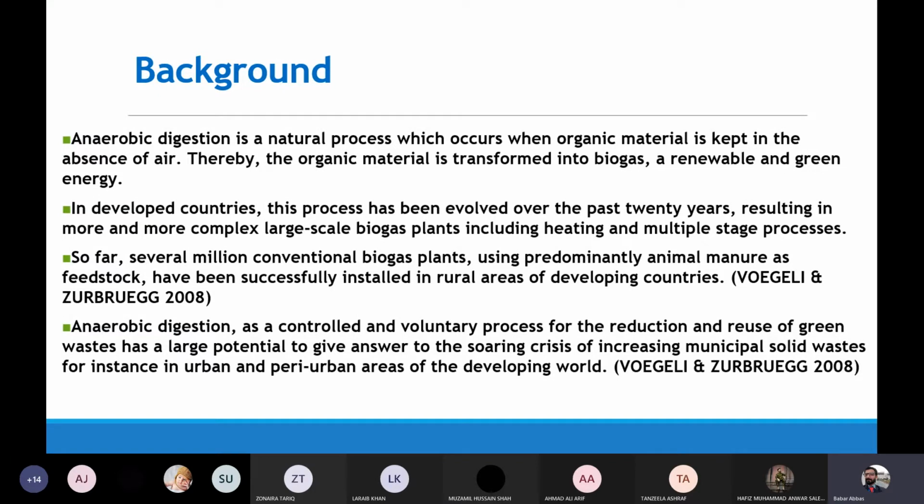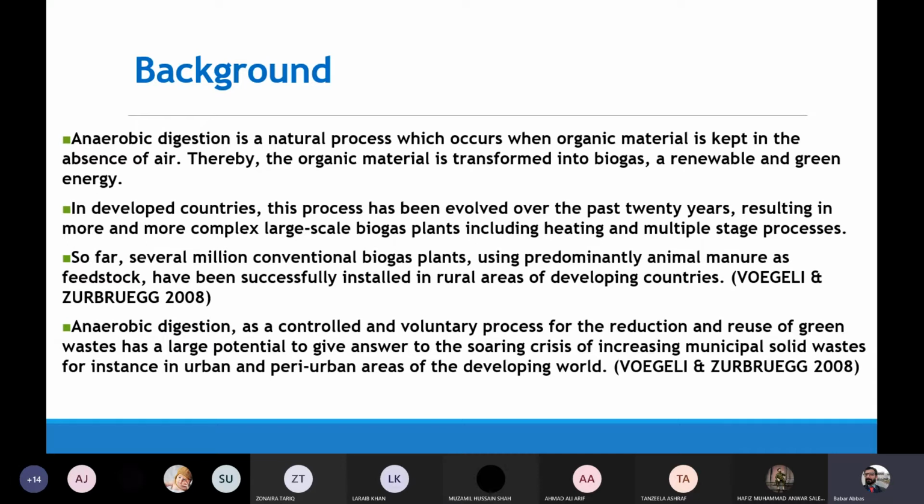Now we obtain biogas from an anaerobic setup, and anaerobic setup says there is the absence of oxygen in the system when you operate for the production of biogas. There are various points in terms of the biogas production's background. We will be discussing those points.